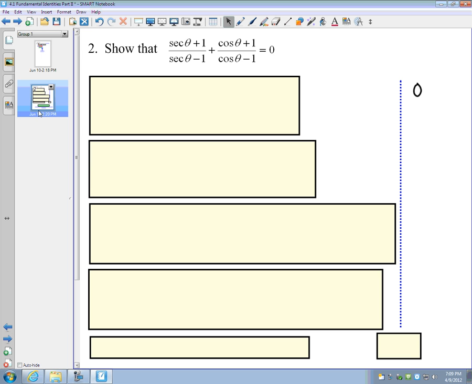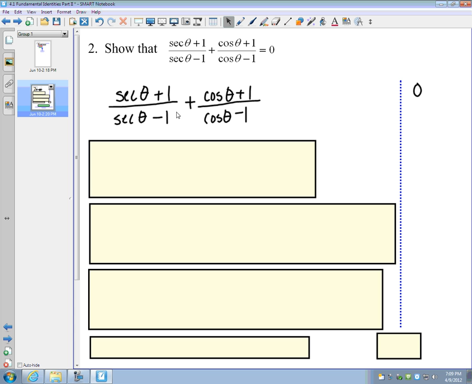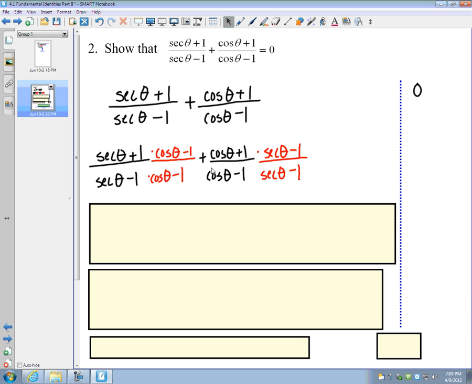Okay, now we're going to show that secant theta plus 1 over secant minus 1 plus cos plus 1 over cos minus 1 is equal to 0. So the strategy I'm going to use here is, first of all, I am going to make a common denominator. So I'm going to multiply each fraction by the opposite fraction's denominator, and it's really just multiplying by a form of 1. This cos theta minus 1 over cos theta minus 1 is just 1. So I'm not changing the value. It's like multiplying 3 by 2 over 2 and getting 6 over 2. 6 over 2 is still 3.